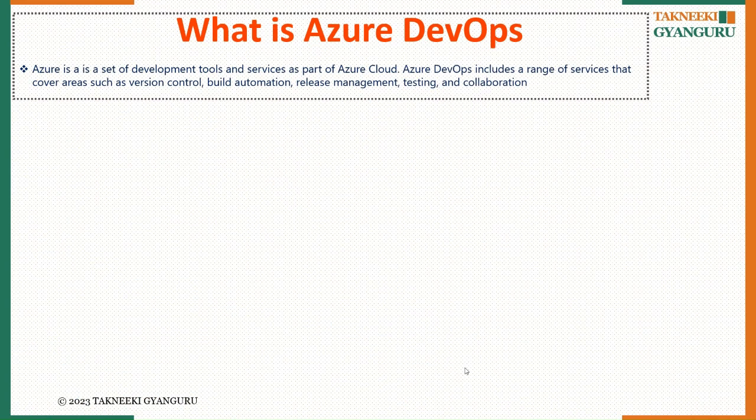Today we will learn what is Azure DevOps. So Azure DevOps is a set of development tools and services as part of Azure Cloud. Azure DevOps includes a range of services that covers areas such as version control, build automation, release management, testing, and collaboration. So how can we describe this? Let's move to the next and see how we can describe this.